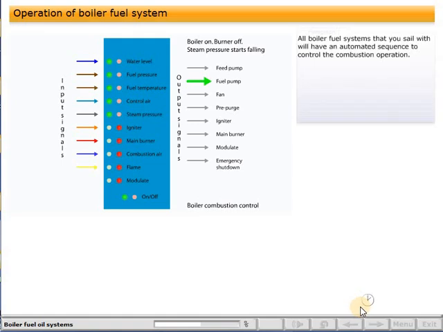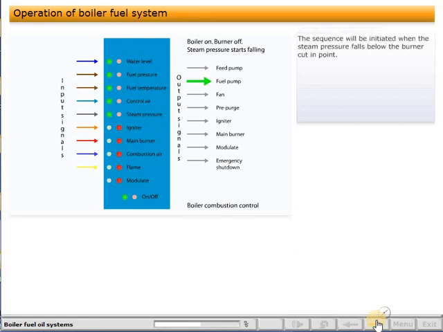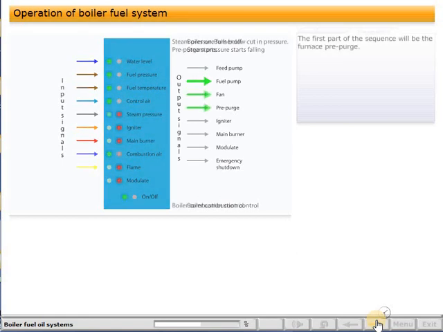All boiler fuel systems that you sail with will have an automated sequence to control the combustion operation. A typical combustion control sequence will have the following basic elements. The sequence will be initiated when the steam pressure falls below the burner cut-in point. The first part of the sequence will be the furnace pre-purge.